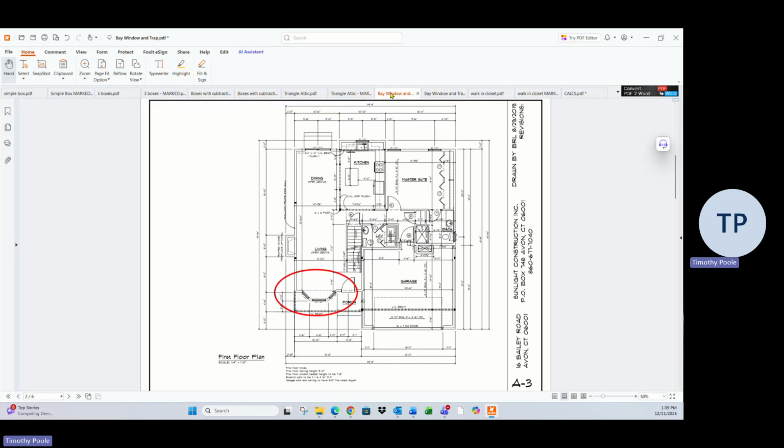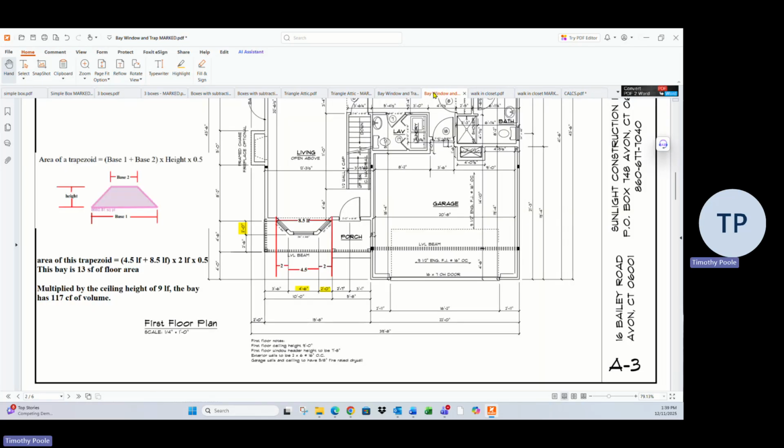Trapezoids often appear in the footprint of bays. To calculate the area of a trapezoid, we add base 1 and base 2. Multiply that sum by the height, and then multiply by 1/2. You can think of a trapezoid as a rectangle with 2 triangles attached.